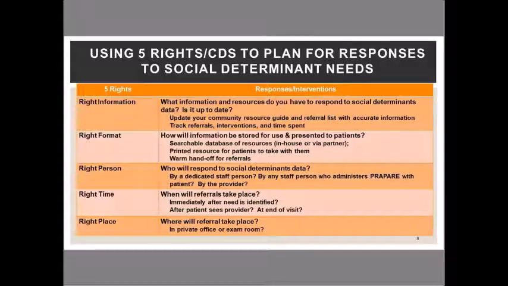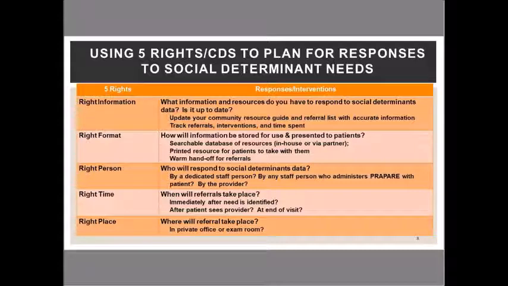So for those of you who aren't familiar, the 5 rights framework walks through those key questions of who, what, when, where, and how. And so applying this framework to responding to social determinants, you'll first want to ask what.